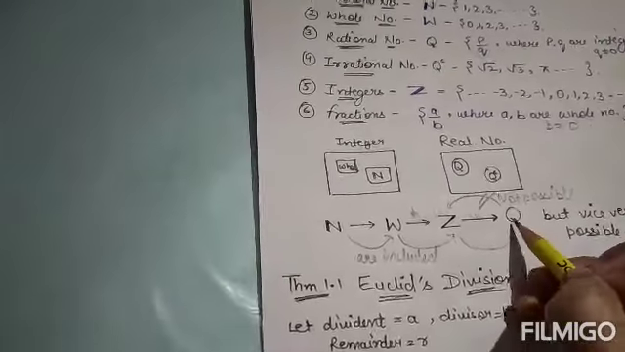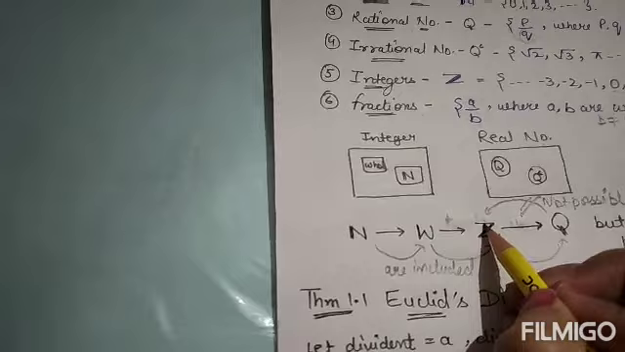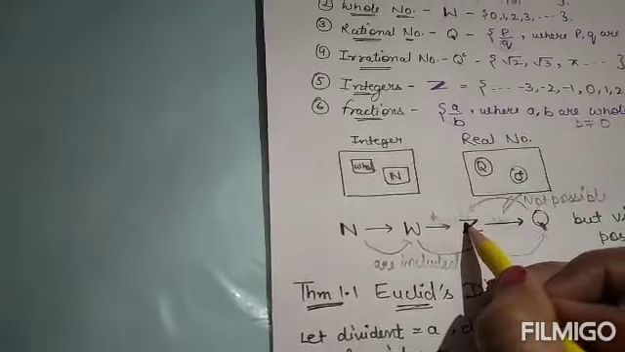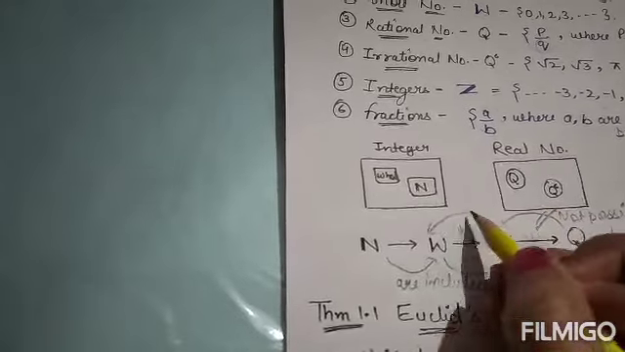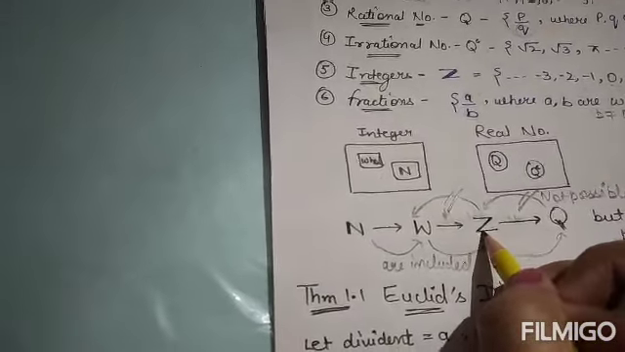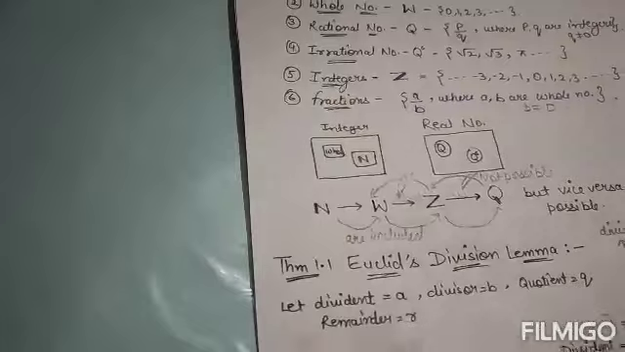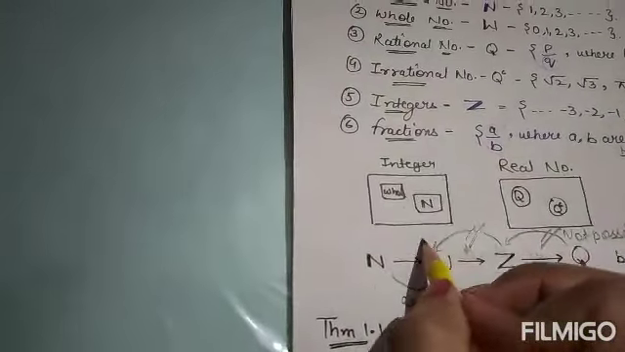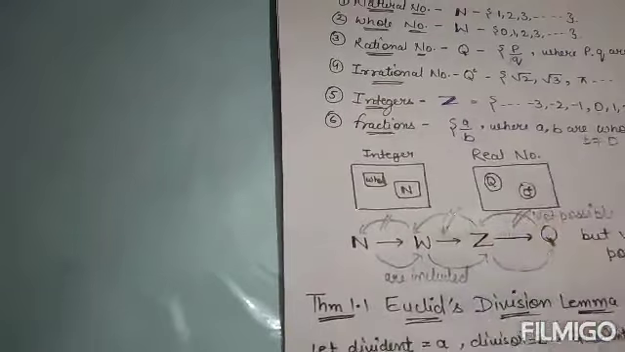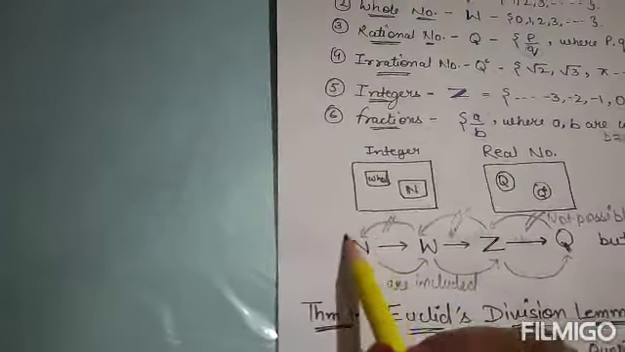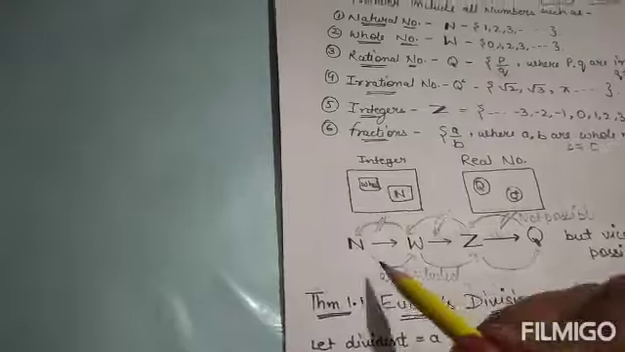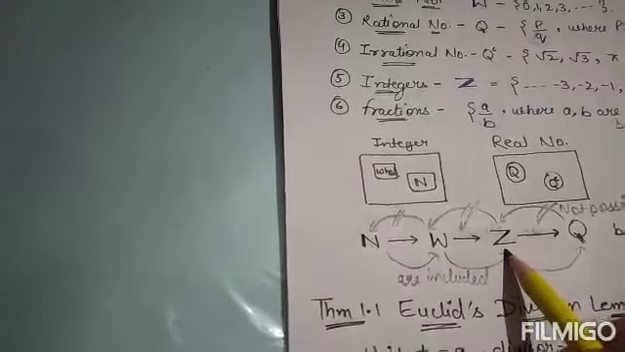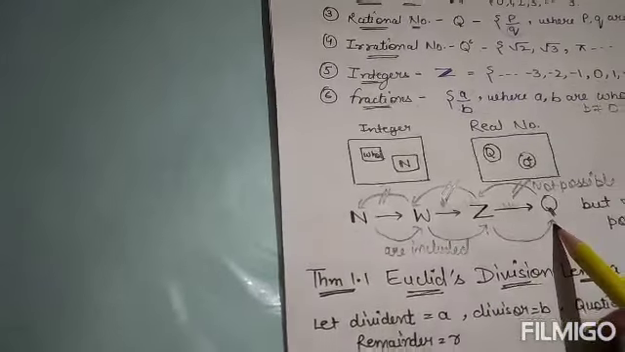Why? Rational numbers cannot be included in integers. 1 by 2 is a rational number, but it is not an integer. In a similar way, this is not possible. Negative numbers are included in integers, but they are not in whole numbers. And in a similar way, it is not possible. 0 is not included in natural numbers. So, natural numbers are included in whole numbers, which are included in integers, which are in rational numbers.